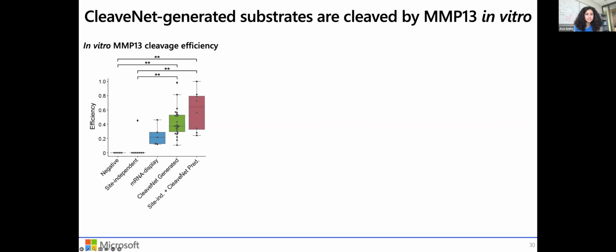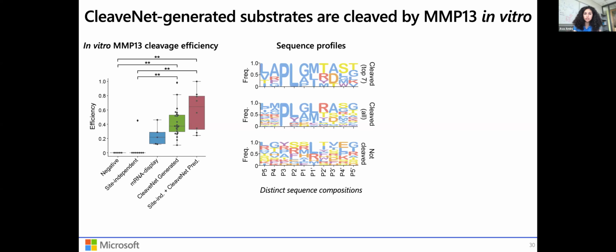So now getting into some of those in vitro results, the first thing that we were very encouraged to see was that all of our CleaveNet generations were cleaved efficiently in vitro by MMP13. And this was true for both the unconditional samples, which we then filtered down based on predicted efficiency, but also, perhaps unsurprisingly, in actually leveraging the site-independent baseline plus the predictor model to rank and hand nominate some high-scoring substrates for cleavage efficiency as well.